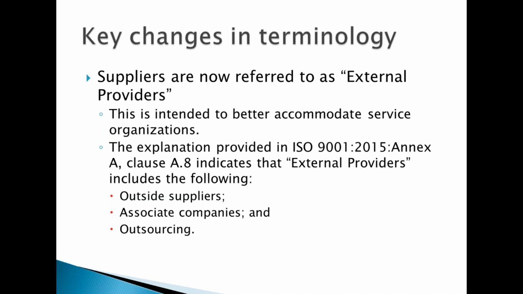Suppliers are now referred to as external providers. Again, this was intended to accommodate service organizations, but the other aspect of this is brought out in Annex A8, where they explain what it means to be an external provider. This includes outside suppliers, associate companies, outsourcing. These are all bodies that were addressed in 9001-2008, but in separate places. And so now they've all been pulled together under the heading external providers.